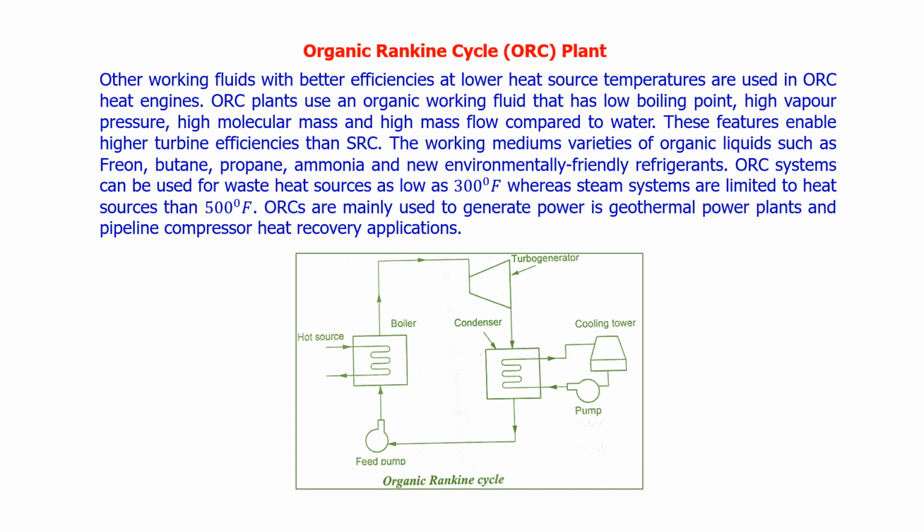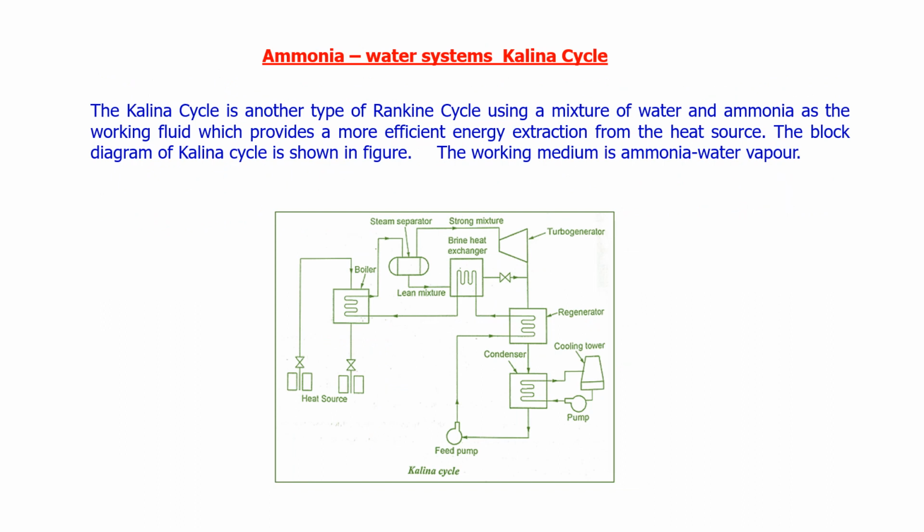and it will go to the turbo generator for generating power. From the condenser it will go to the cooling tower, and the remaining will come to the feed pump, and again it will go to the boiler. So this is called organic Rankine cycle, which is used in geothermal and pipeline compressor.